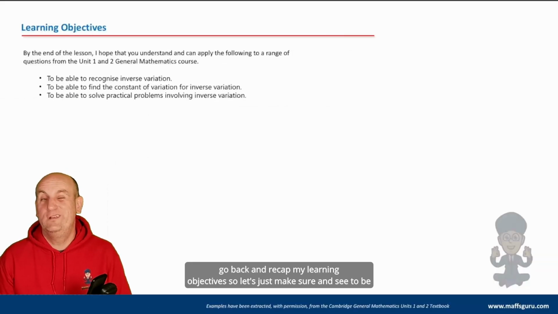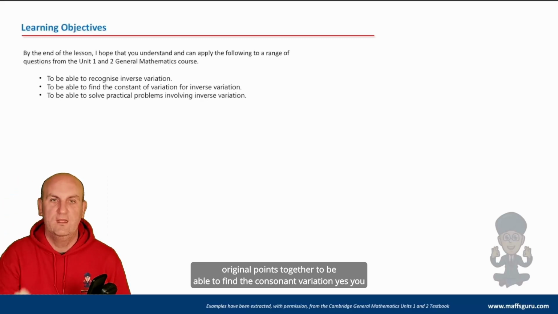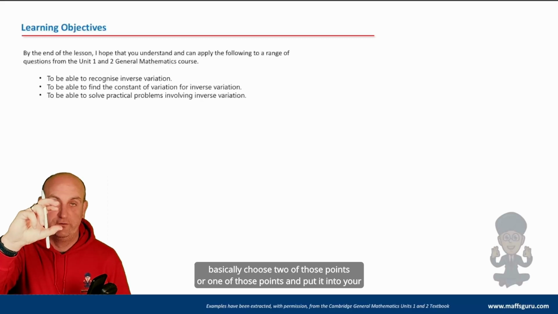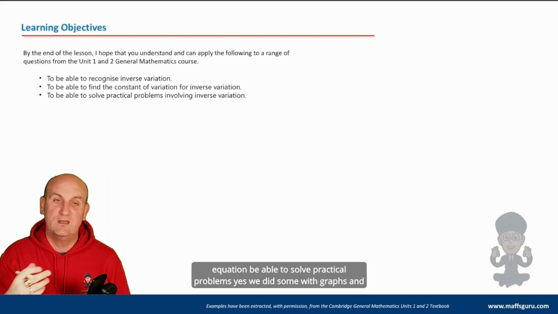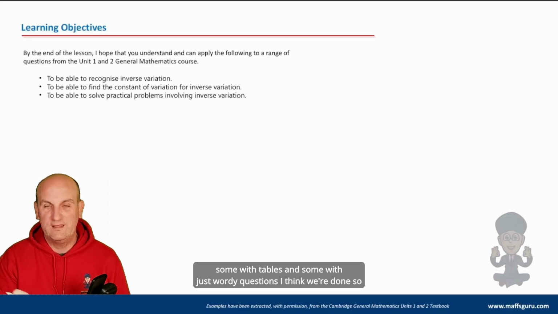Now, I normally go back and recap my learning objectives, so let's just make sure and see. To be able to recognize inverse variation, yes, anything that does that when I plot the original points together. To be able to find the constant of variation, yes, you basically choose two of those points, or one of those points, and put it into your equation. Be able to solve practical problems, yes, we did some with graphs and some with tables and some with just worded questions. I think we're done.